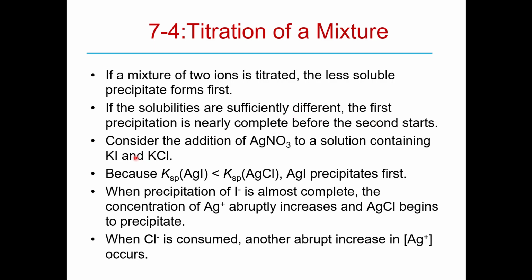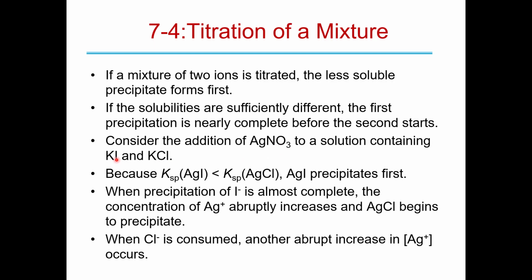If they are sufficiently different, then the first precipitation is pretty much done before the second one starts. In that case, it's pretty easy to see where these two separate equivalence points are. So let's imagine that we're titrating a solution that contains both potassium iodide and potassium chloride, and we don't know what the molarities of those two things are. So we would like to figure out, what was the molarity of the iodide and what was the molarity of the chloride? How much of each of these do we have in the solution?